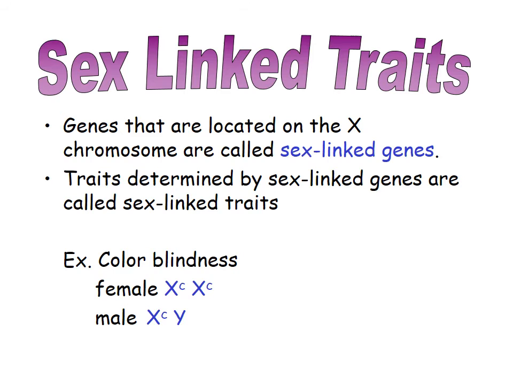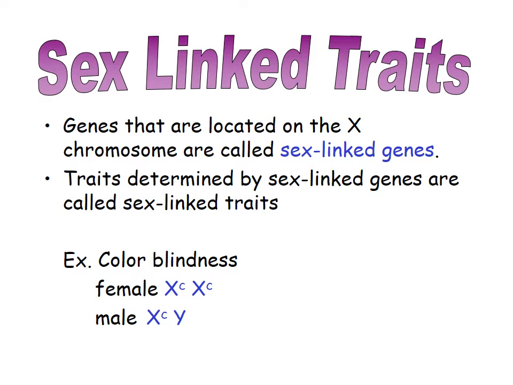For all traits that we have discussed so far, the genes have been located on autosomes, so they have normal patterns of inheritance. However, there are still genes present on the X and Y chromosomes. Genes that are located on the X and Y chromosomes are known as sex-linked genes because they are located on the sex chromosomes. And traits that are determined by these sex-linked genes are called sex-linked traits.